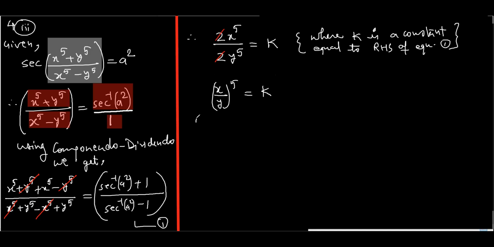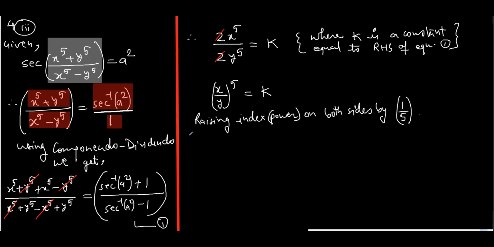I write here raising power on both sides by 1 upon 5. So you will get, see, this whole thing raised to 1 upon 5, you know what it will become? It will become simply x upon y, and here you have k raised to 1 upon 5. And now I differentiate, students.